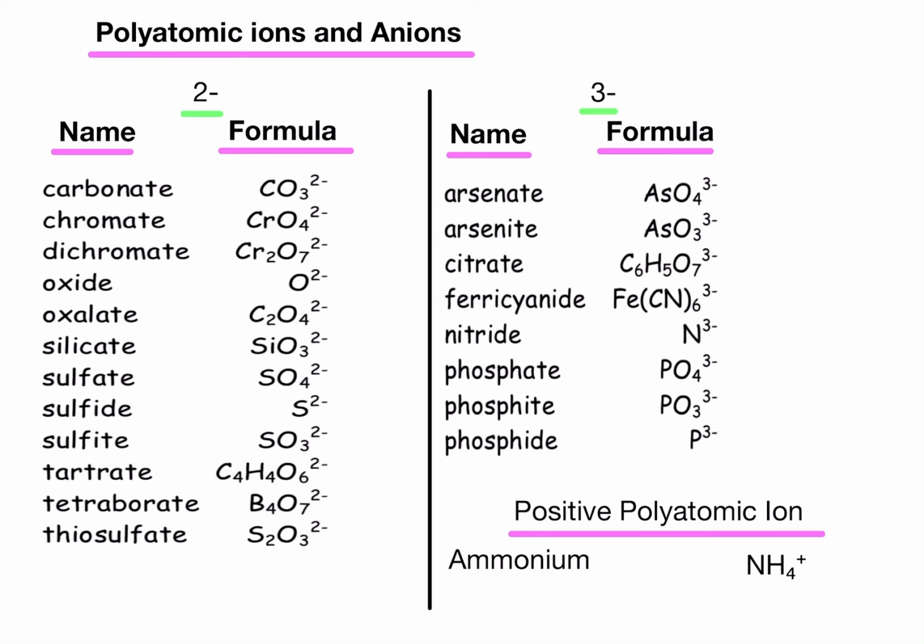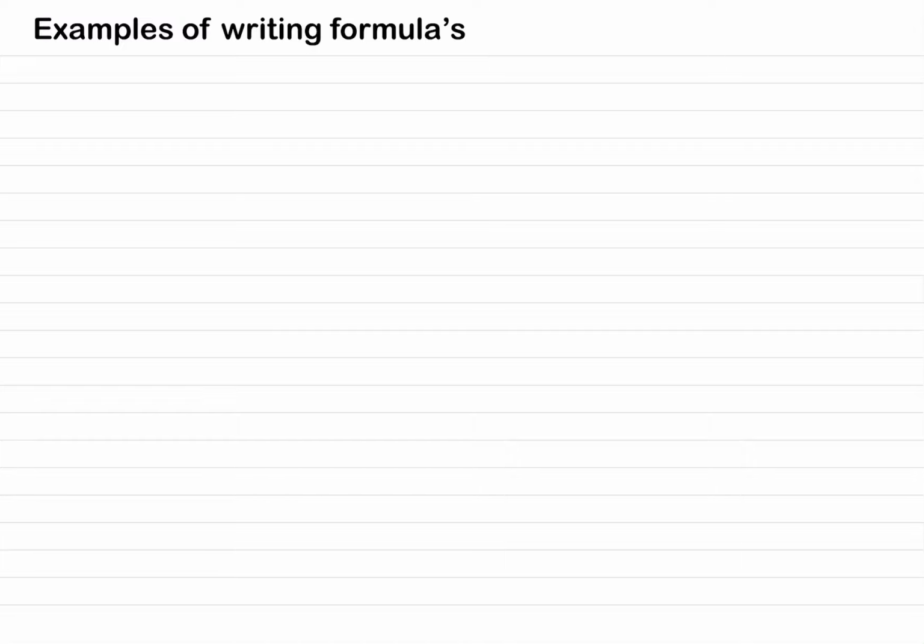Now, polyatomic ions and anions with three negative charge: arsenate, AsO4 3 minus, arsenite, AsO3 3 minus, citrate, C6H5O7 3 minus, ferricyanide, Fe(CN)6 3 minus, nitride, N3 minus, phosphate, PO4 3 minus, phosphite, PO3 3 minus, phosphide, P3 minus. Now there is one positive polyatomic ion, and that is known as ammonium, and it will be NH4 plus charge. So remember that.